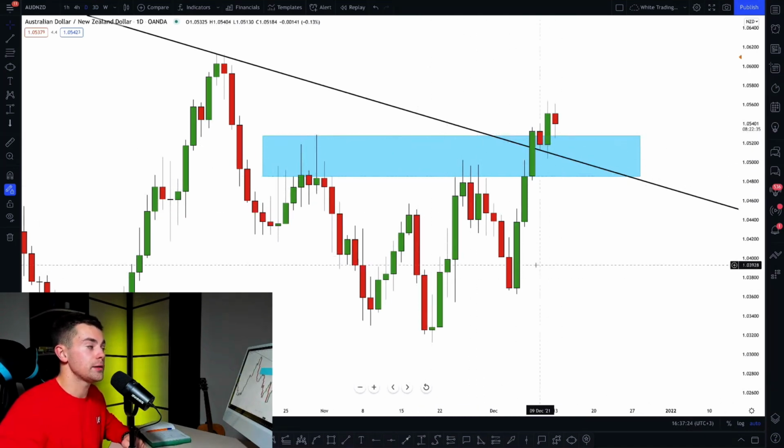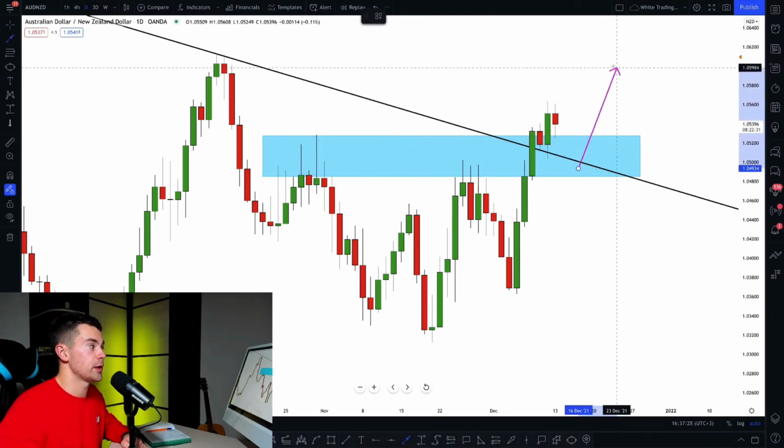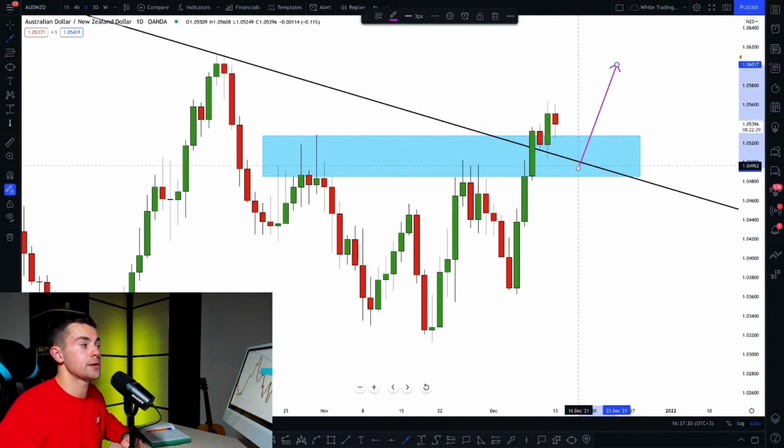And from that area, right now we expect a bullish movement, and once that area is tested, we will look for buying opportunities from here. So the only option for us right here is to buy Aussie New Zealand. Shorting is not an option, and the breakout here is definitely confirmed.